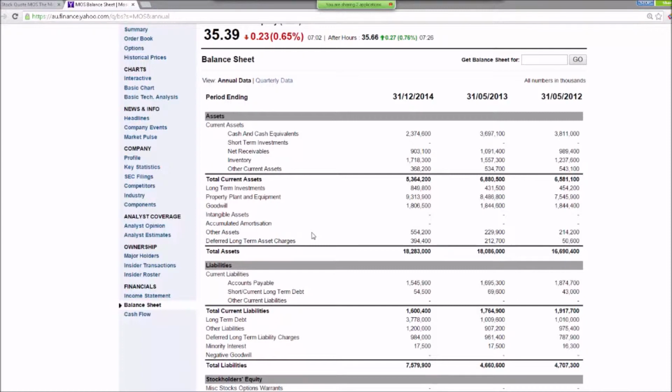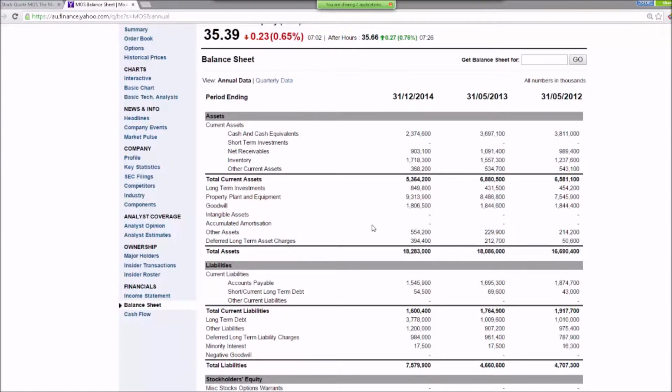Okay, and that's how you have to look at the company as well, because some companies are making good money, but then this money they just wasted somewhere. Okay, and that's what you have to have a look at as well. So what we can see here in 2012, their total assets column was 16.6 billion, then 18 billion, then 18.2 billion. So we can see that assets growth was happening.